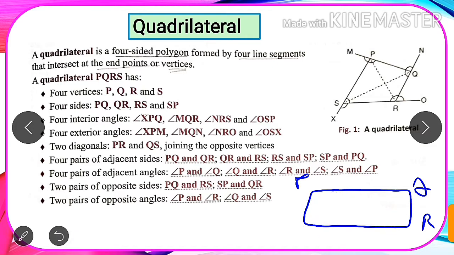Opposite sides means the side in front of the other side. So the opposite side of PQ will be SR. Similarly, the opposite side of QR will be PS. Now let us see the opposite angle.